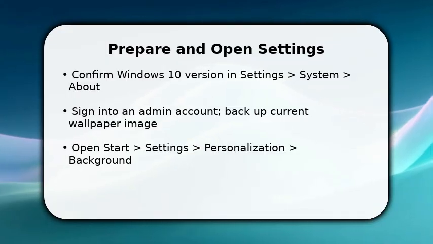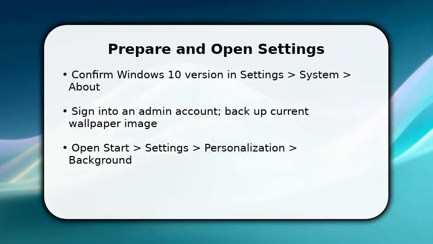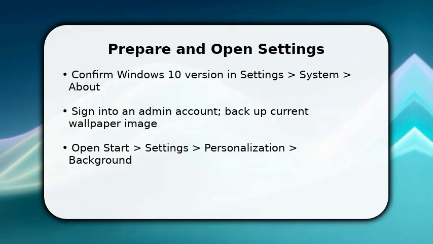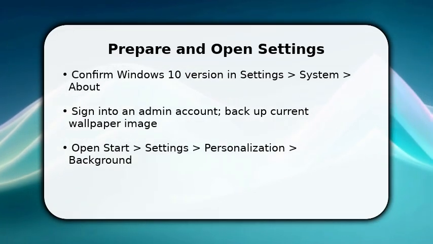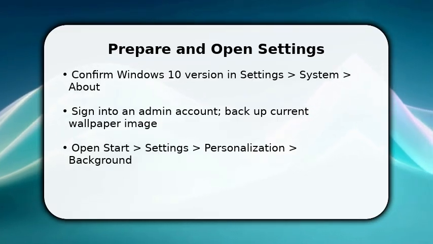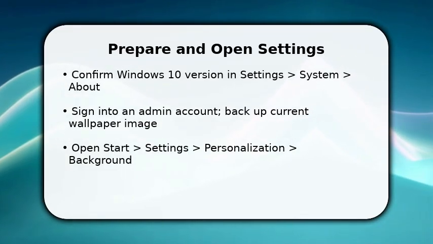You start by verifying Windows 10 and using an admin account so changes stick. Open Start, then Settings, then Personalization and select Background. Once there, you'll see Current Wallpaper Mode: Picture, Slideshow, or Windows Spotlight. Make sure to note which one is active because the removal steps differ slightly.